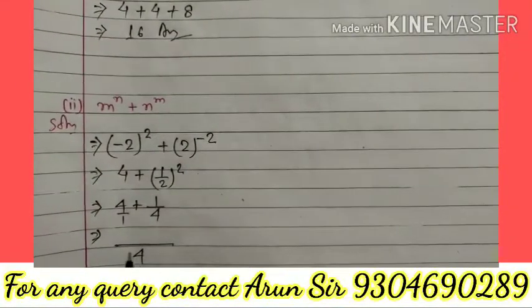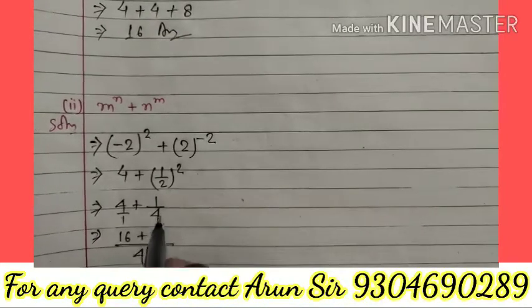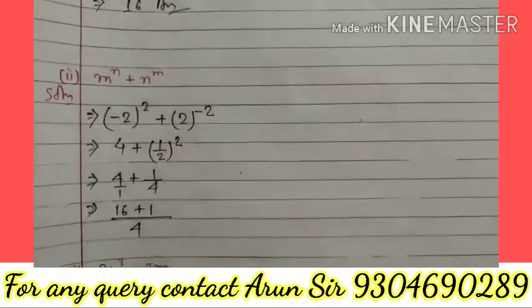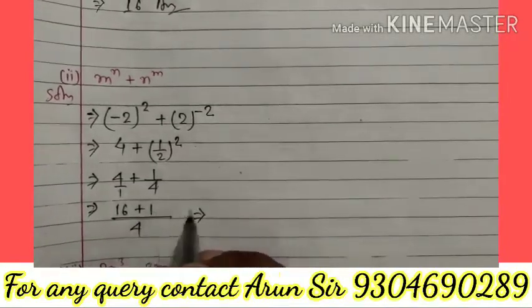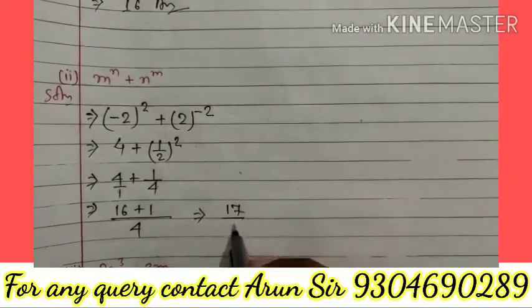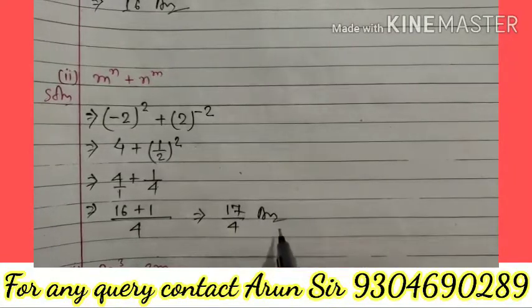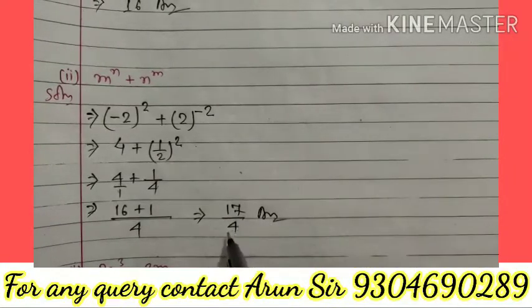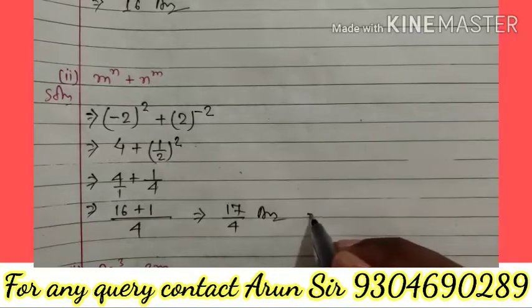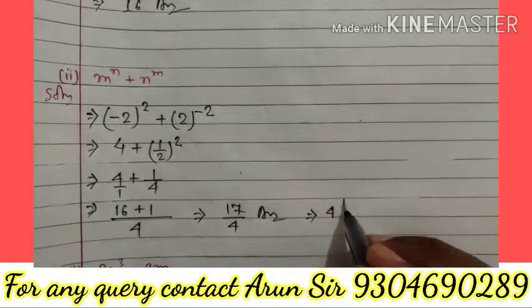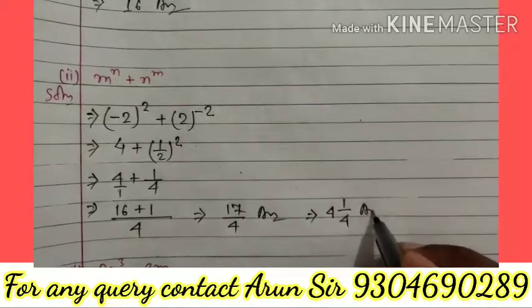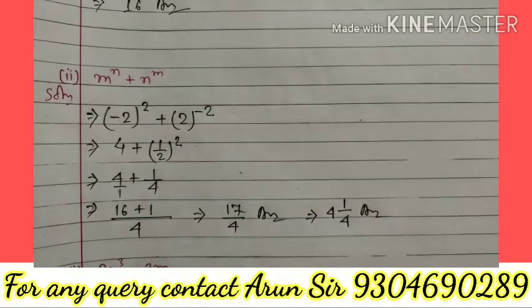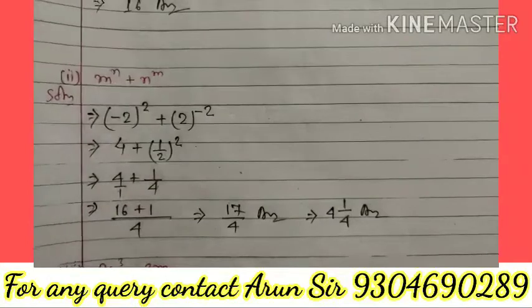LCM will be 4. 1 fours are 4, 4 fours are 16, plus 4 ones are 4, 1 ones are 1. Your answer will be 16 plus 1, it will be 17 by 4. You can leave your answer here also, or if you want to convert into a mixed fraction, then it will be 4 fours are 16, remainder 1, 4 whole 1 by 4 will be your answer. Let us see one more question, that is question number 4.